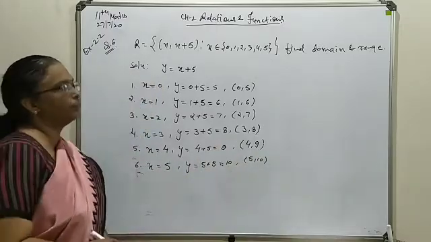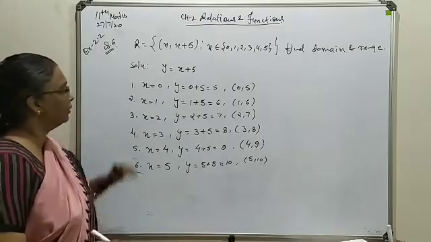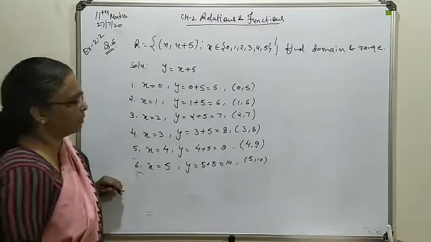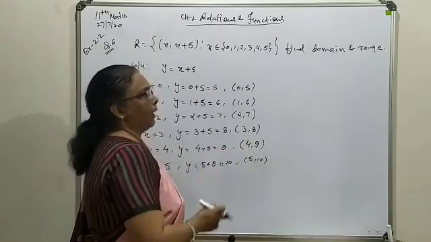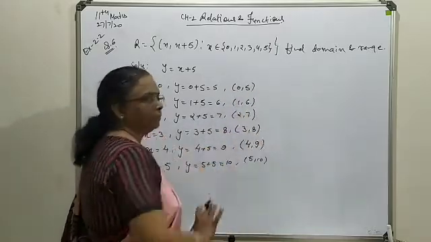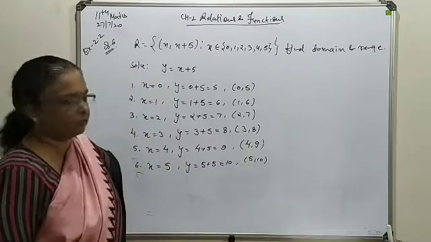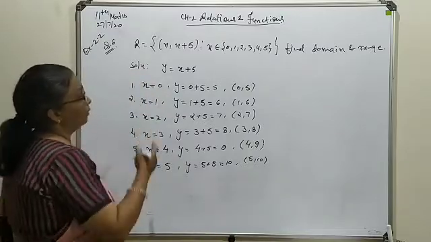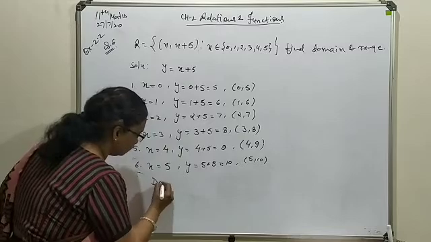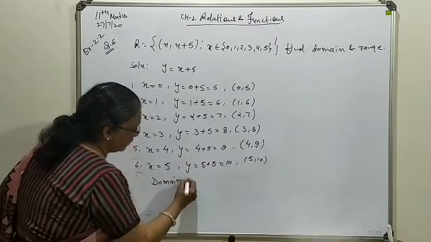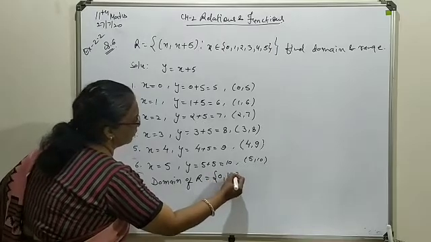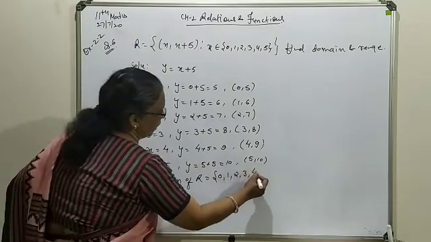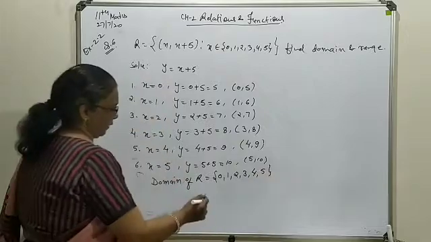Now we have to write the domain and range for the derived form. So here domain means 0, 1, 2, 3 up to 5 and range means 5, 6, 7 up to 10. So separately we are going to define these two. Domain of R is equal to 0, 1, 2, 3, 4 and 5.